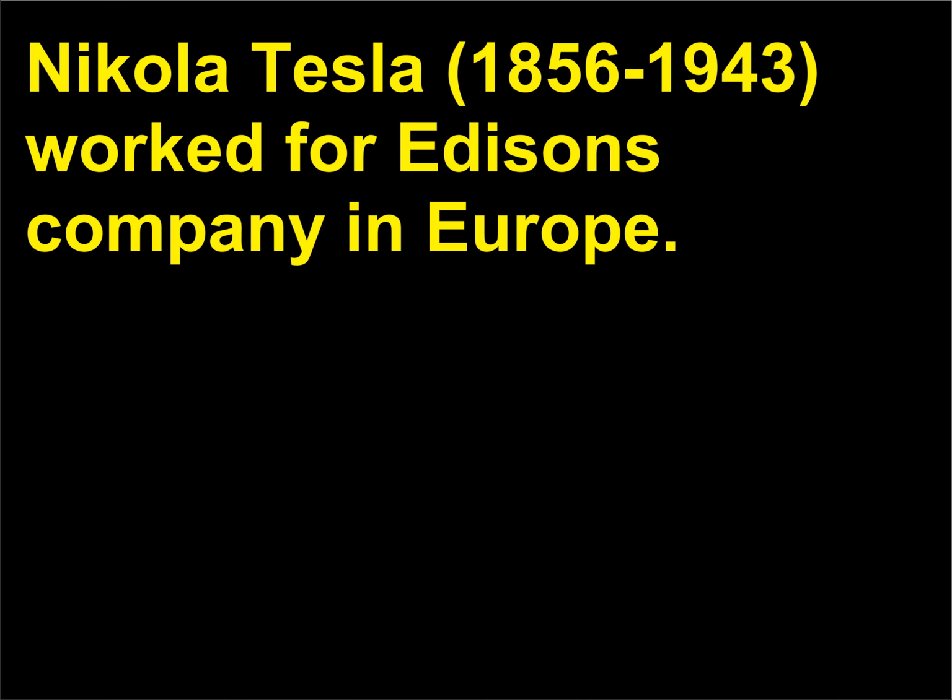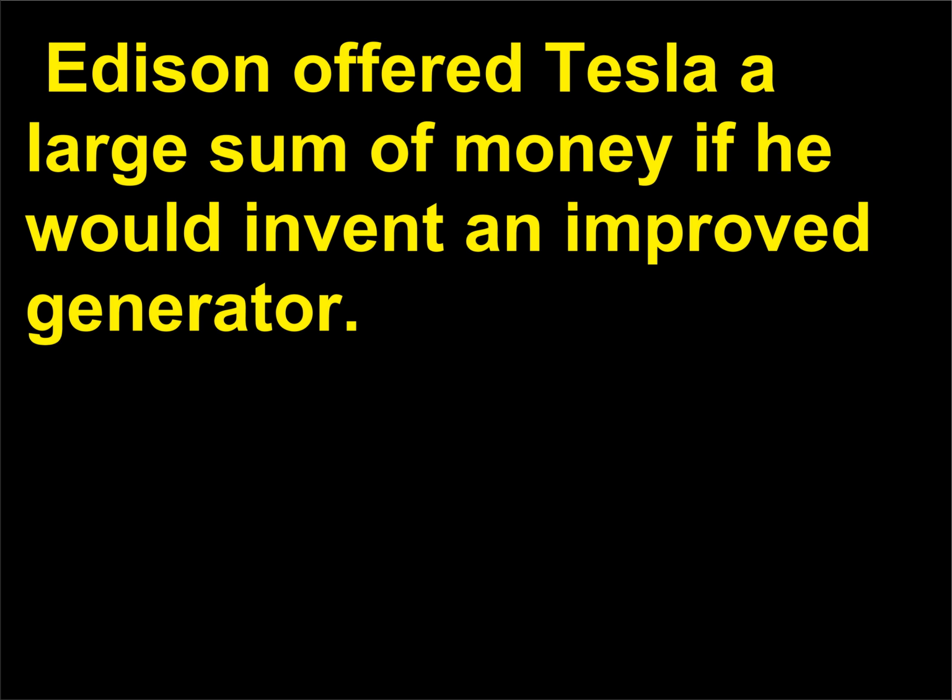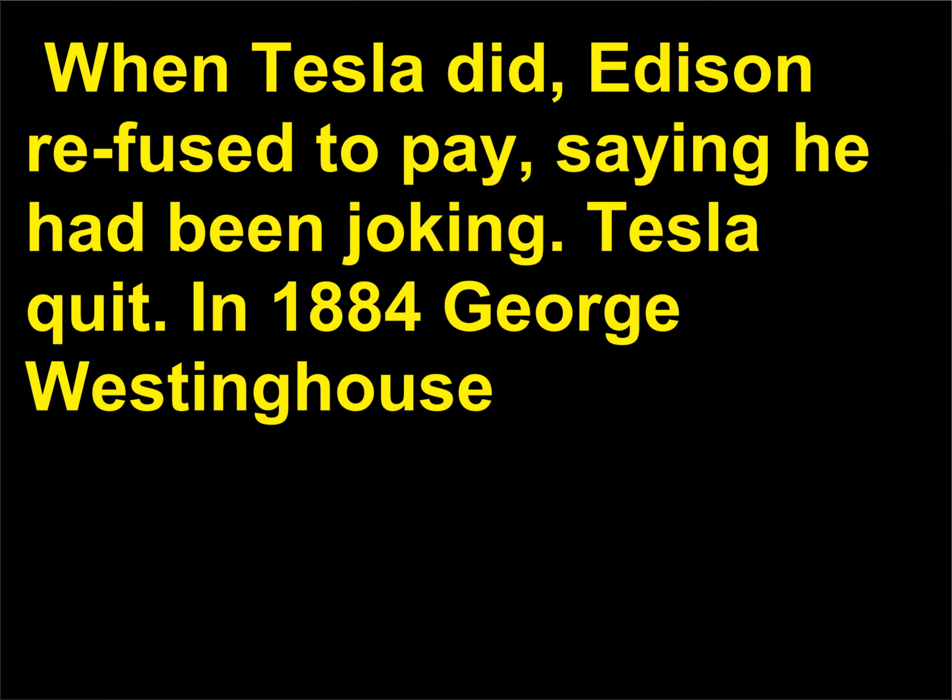Nikola Tesla, 1856 to 1943, worked for Edison's company in Europe. Edison offered Tesla a large sum of money if he would invent an improved generator. When Tesla did, Edison refused to pay, saying he had been joking. Tesla quit.